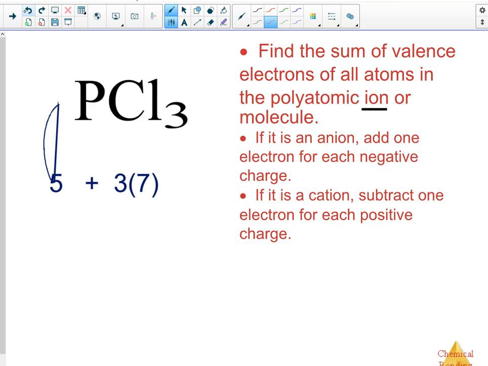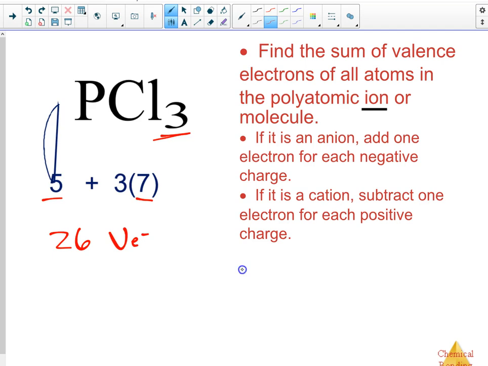Are we okay with that? Do you want me to get up and get you a better picture of that? You're good? Okay. All right, so since phosphorus is in family 5, it has 5. Chlorine has 7, correct? But you have to account for the subscript when we do this. So we have 5 plus 21. So phosphorus trichloride has 26 valence electrons. Are we okay with that?